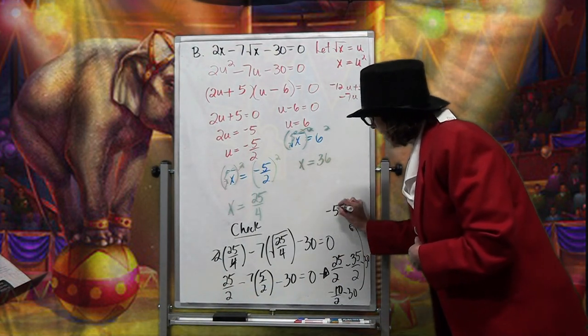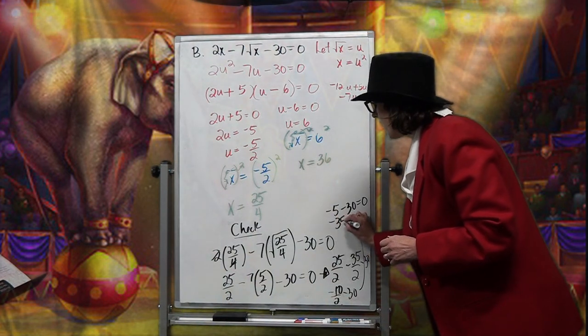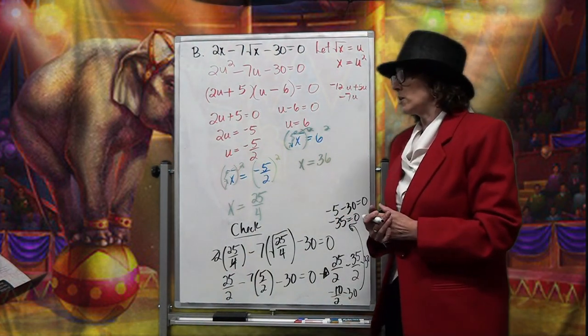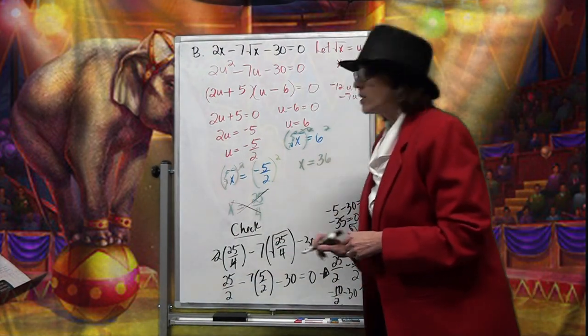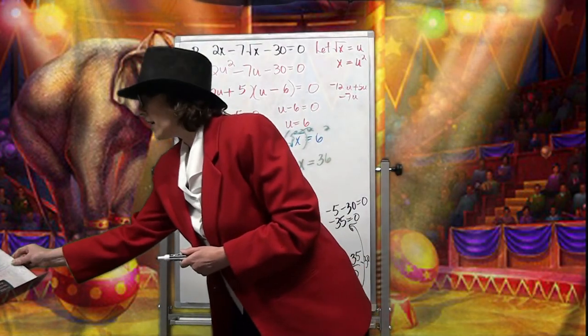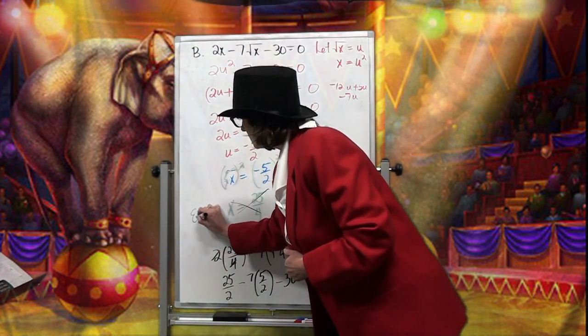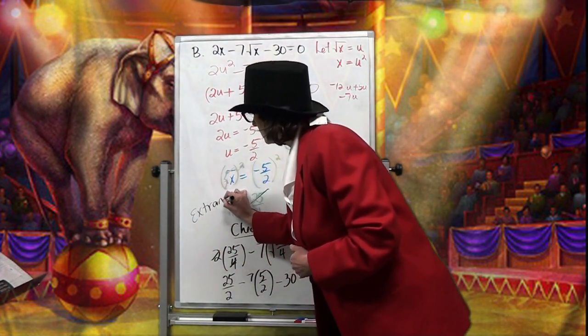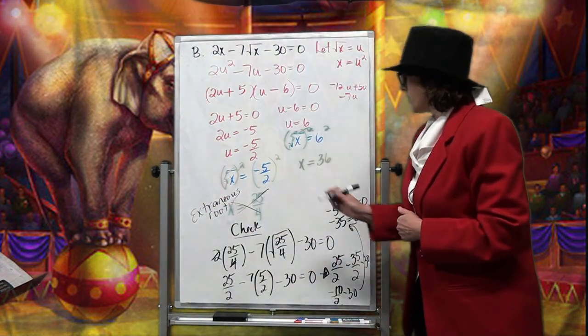So I have negative 5 minus 30 equal to 0, which is negative 35 equal to 0, and that's absolutely not true. So that means that my 25 over 4 is what we call an extraneous solution. In other words, it should work, but it doesn't. An extraneous root.